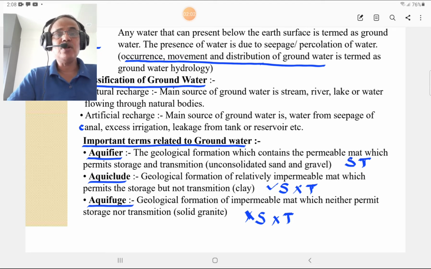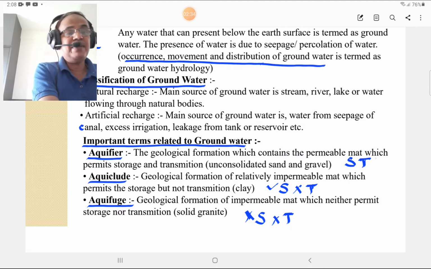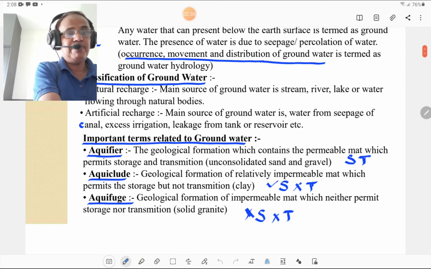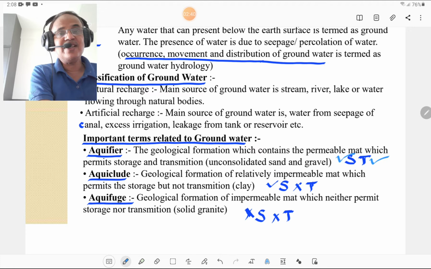Then we will discuss the important terms related to groundwater. These terms are sometimes asked in examinations, especially for objective type examinations. What is the aquifer? Aquifer, aquiclude, aquifuge, all are geological formations. So aquifer is the geological formation which contains permeable material which permits the storage and transmission. So aquifer permits the transmission also, and it permits the storage also. Such a geological formation is called an aquifer. Generally it is made up of unconsolidated sand and gravel.